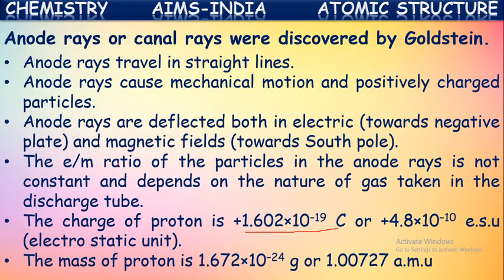In AMUs, it is 1.007 AMU. Here AMU represents atomic mass unit, the smallest unit of mass. So nearly it is equal to 1 AMU. The mass of a proton is nearly equal to 1 AMU. AMU is nothing but atomic mass unit. In grams, it is 1.672 into 10 to the power of minus 24 grams.